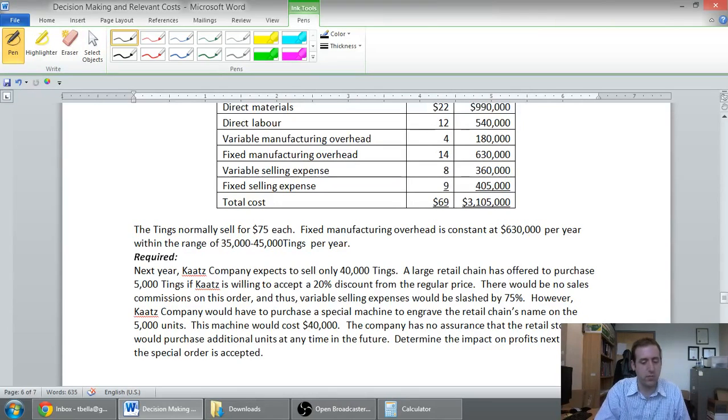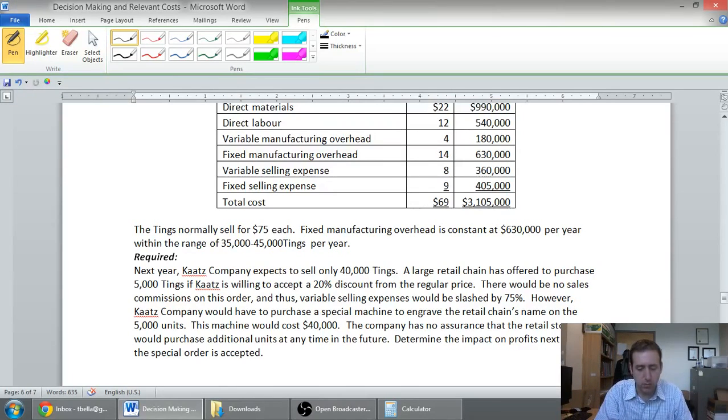So it was 75 bucks, 20% off is 60 bucks. So $60 per unit. And you can see our total cost is 69, so it's not looking so great, but we'll see. There would be no sales commissions on this order, and thus variable selling expenses would be reduced by 75%. So our variable selling expenses are going down.